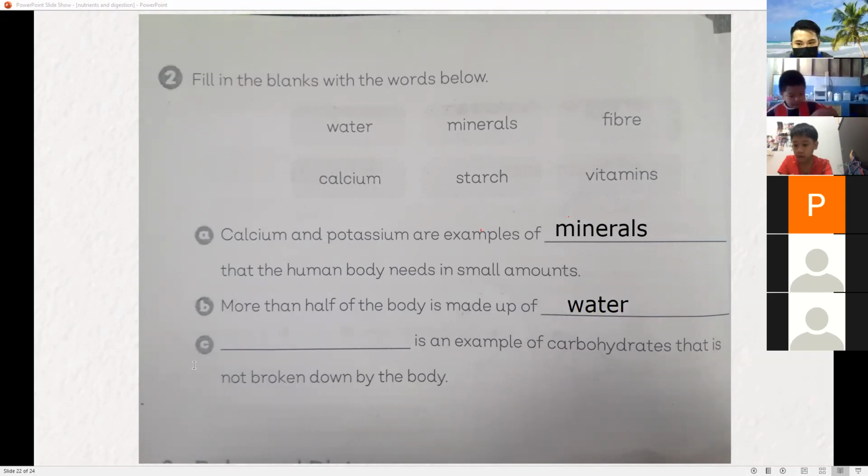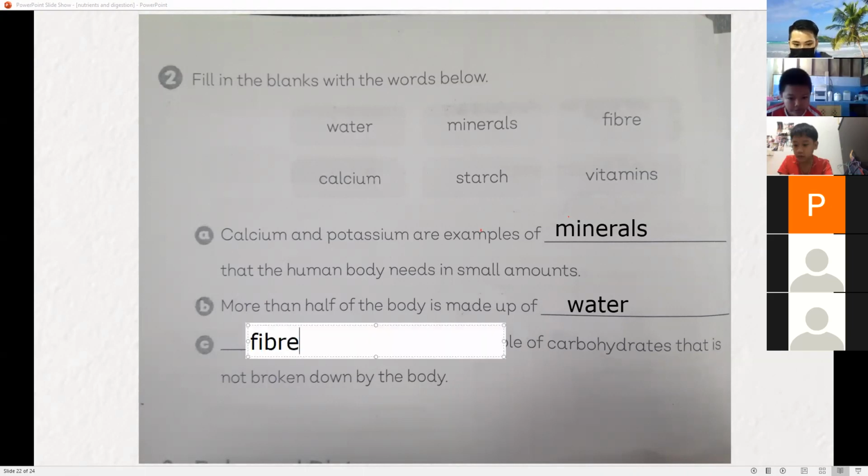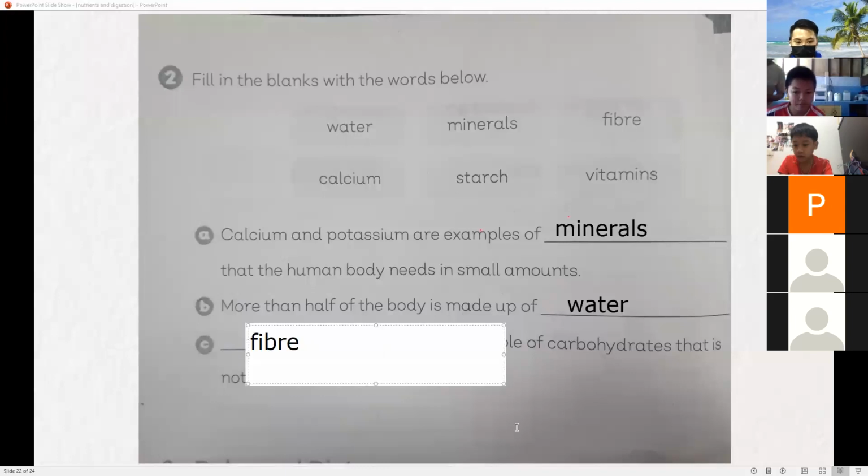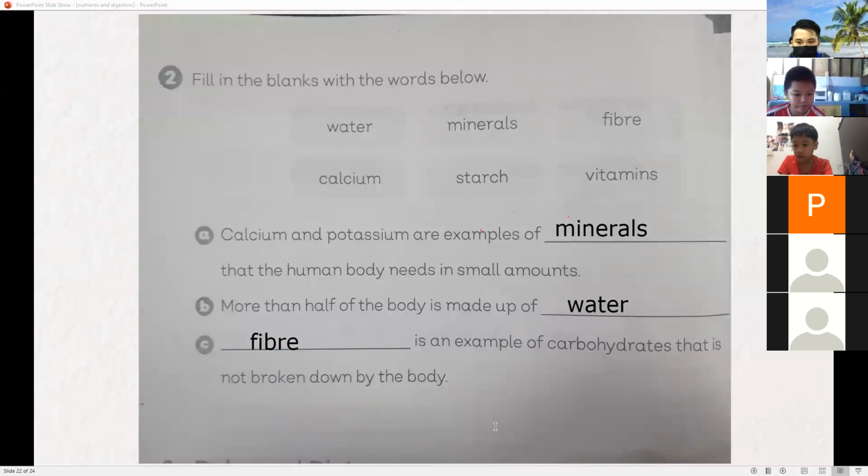Next one. Blank is an example of carbohydrates that is not broken down by the body. Fiber. Fiber. Clear.